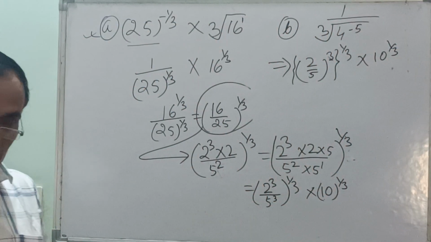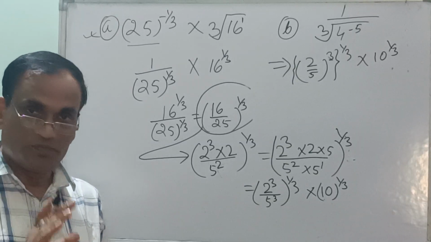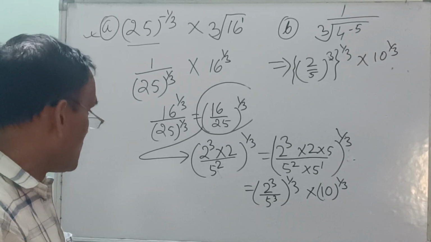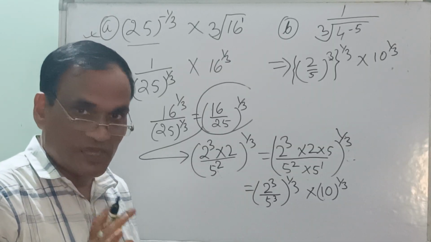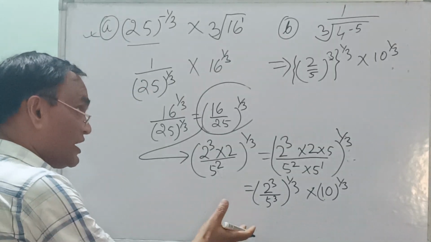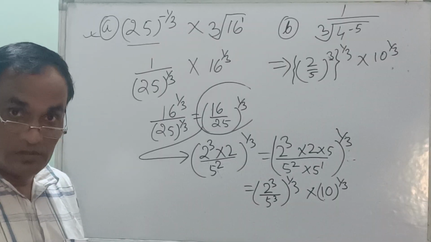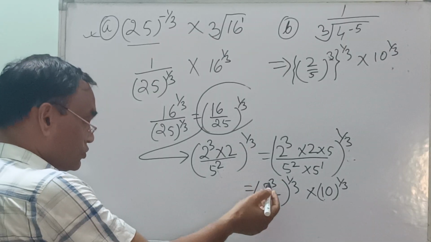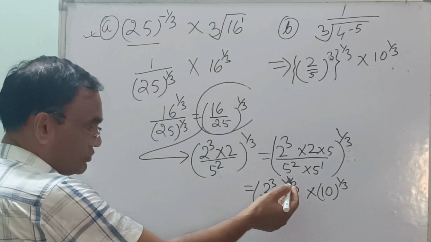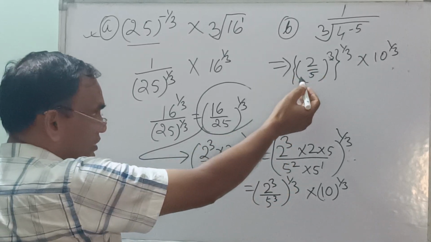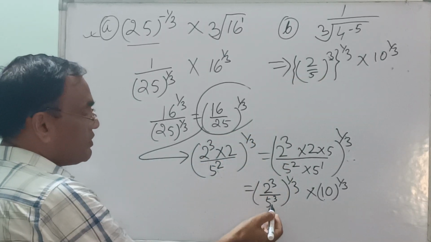If you have any issue, please put your comment, right? Please put your comment if you have any issue here only. Here we have got no issue. Very good. Okay. Now 2 to the power 3 upon 5 to the power 3 over 1 by 3. So I have written the same thing, 2 by 5, because the power was the same.